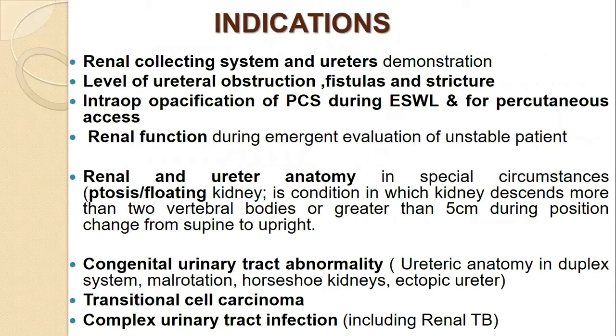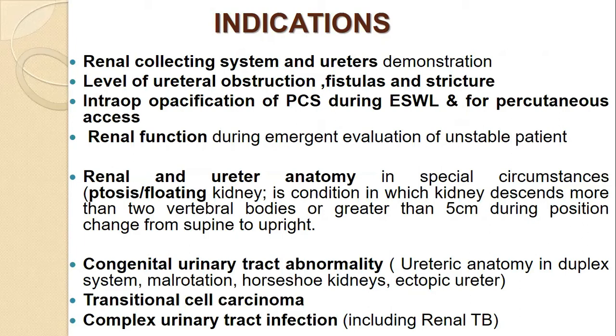So the indications of IVU are to see the renal collecting system and ureter, any obstruction at the ureteral level, fistula and strictures, opacification of the calyceal system for ESWL or percutaneous nephrolithotomy, and renal function in emergent situations, like in a trauma patient most of the time, and an unstable patient with a renal grade 5 injury. So on-table IVU is important to see the other kidney.